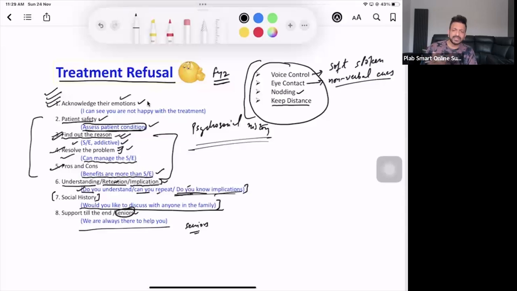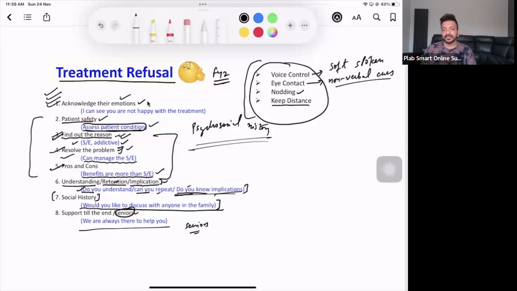Third point, find out the reason they're refusing the treatment, they're going home. Find out the reason. Why? Question them why. So whatever the reason they give, try to solve that reason. For example, take one reason. The reason is the medicines are not working. So what can we do to resolve it? We can review the medicine. First check the compliance and then we can review the medicine and we can change the medicine.